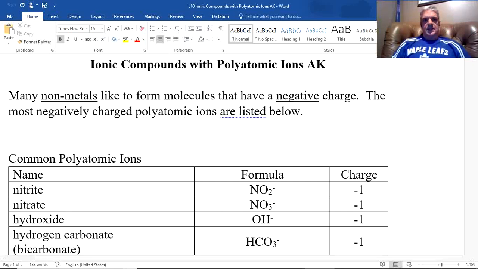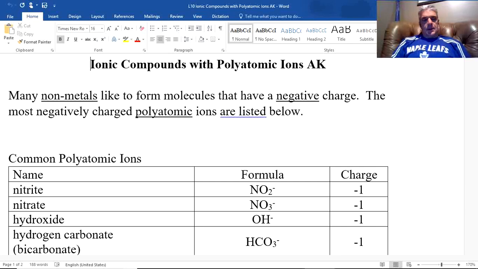Welcome to this lesson on ionic compounds and polyatomic ions. So we talked about ionic compounds in the past, where an ionic compound is a positive ion combining with a negative ion. All the positive ions were metals and all the negative ions were non-metals, and they would bind together. One example is potassium iodide. Potassium is the metal, iodine is the nonmetal. Potassium is positive, iodine is negative, and they bind together to form a compound.